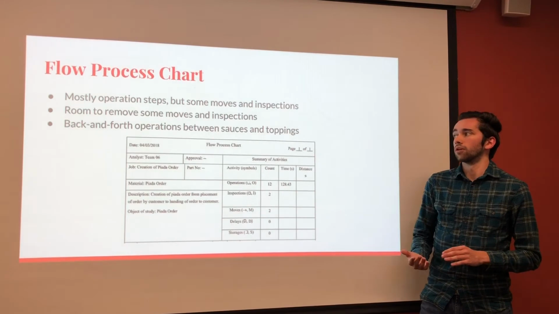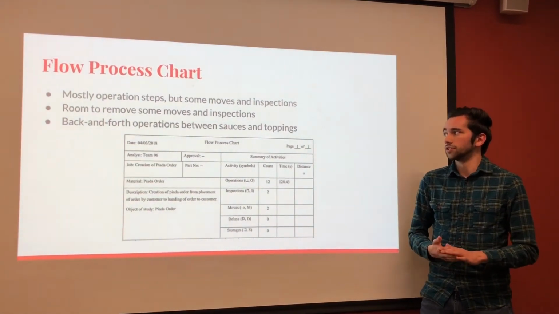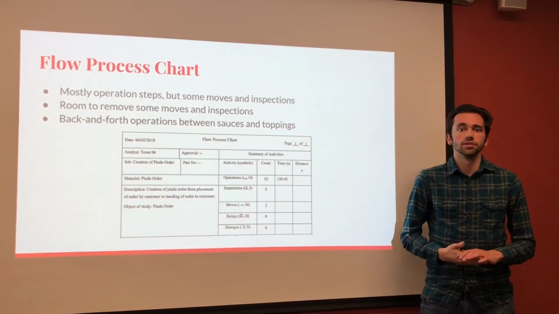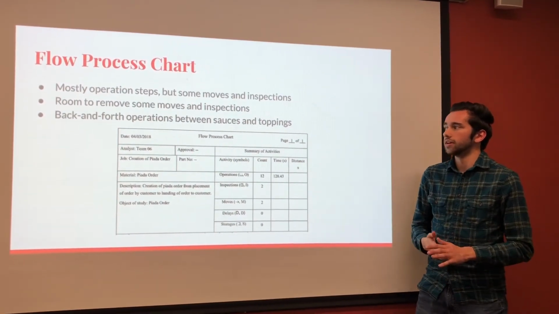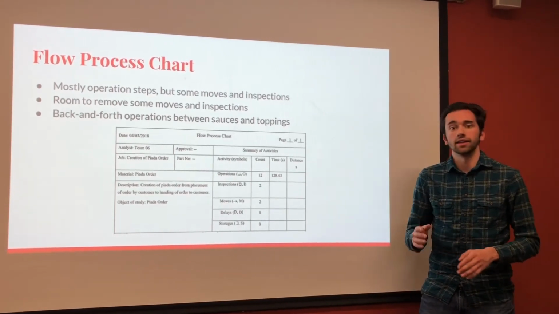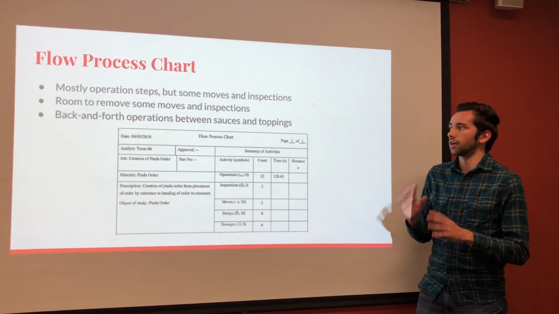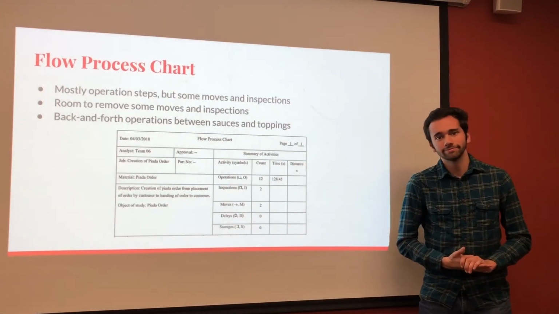In addition, there were a lot of back and forth operations between the sauces and the toppings. So for example, a customer could say that they want a certain kind of vegetable in their Piada, and they would put the vegetable in, then they would go on and get sauce and cheese in it, and then they would go back and get a different vegetable. So there's a lot of back and forth transfer between those operations that could be simplified.